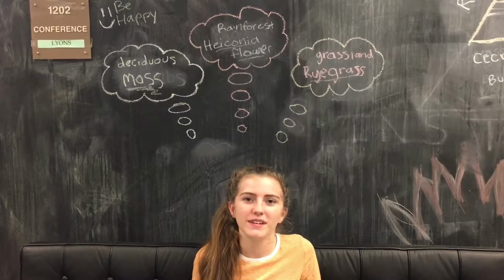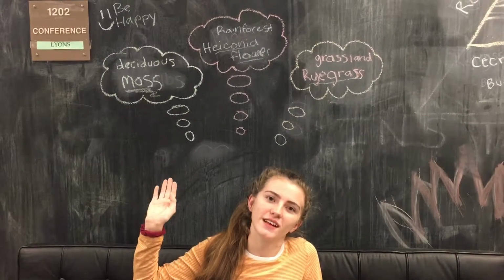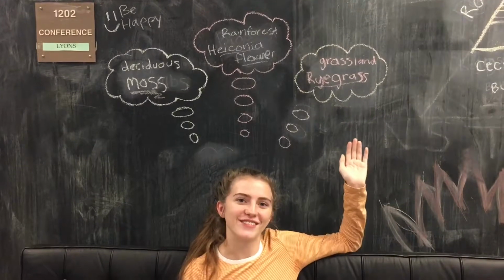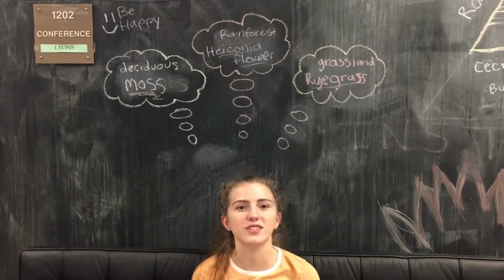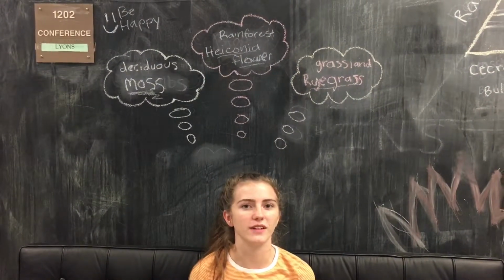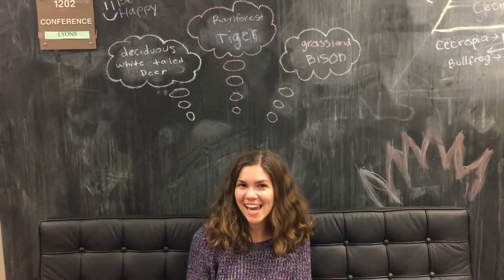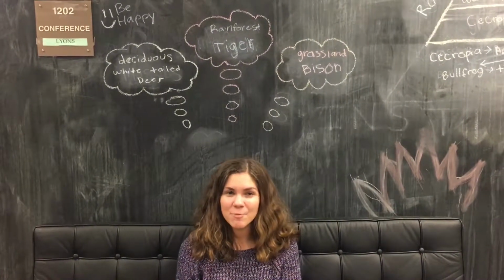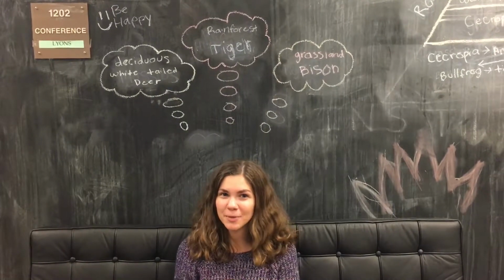The plant kingdom. First we have the deciduous forest, which is moss, and then we have grassland, which is ryegrass, and then we have the tropical rainforest, which is the heliconia flower. This is the animal kingdom. In the deciduous forest, we have the white-tailed deer. In the grassland, we have the bison, and in the rainforest, we have the tiger.